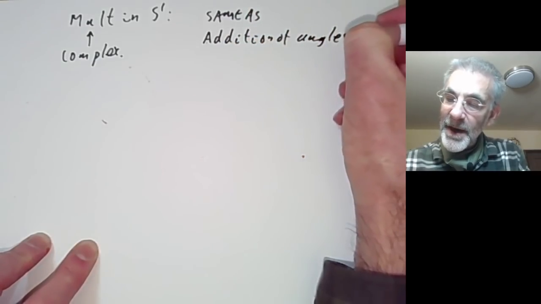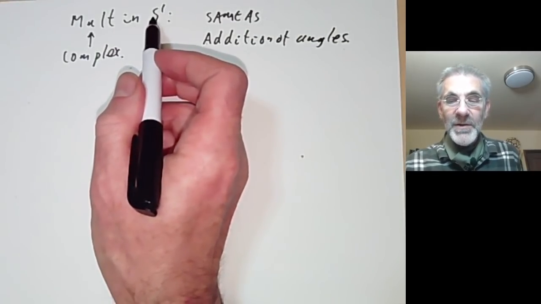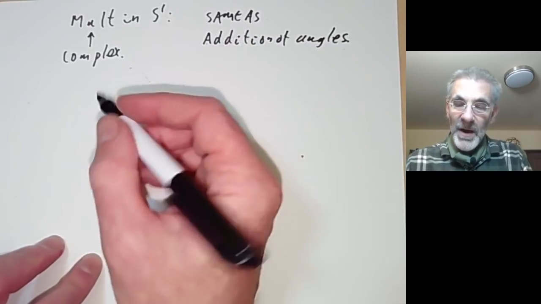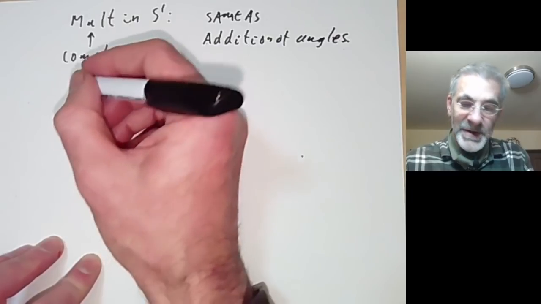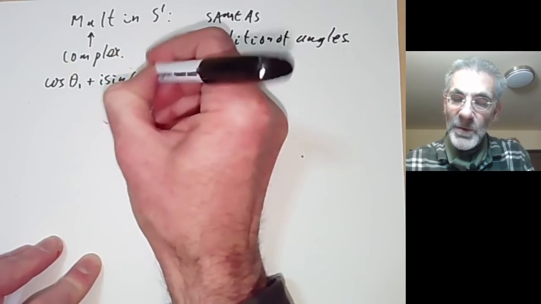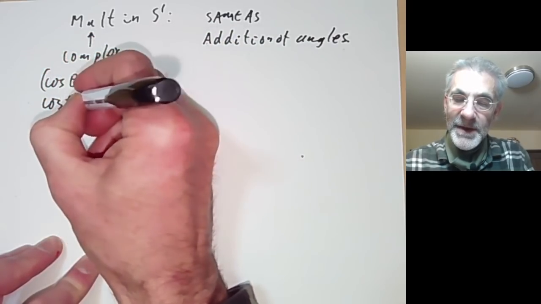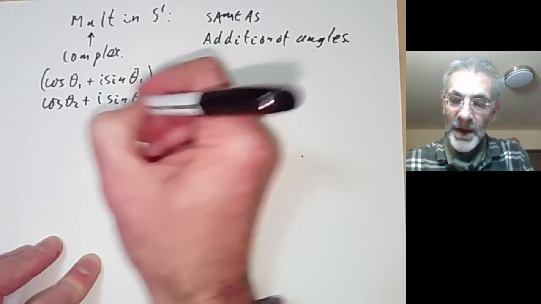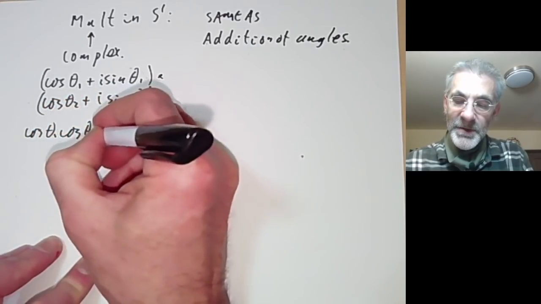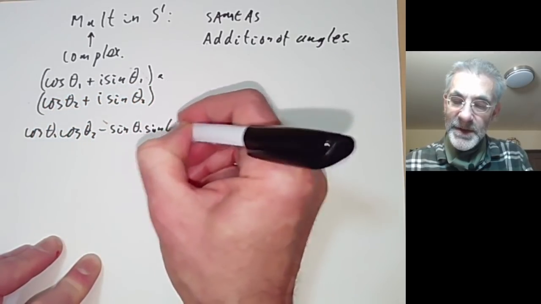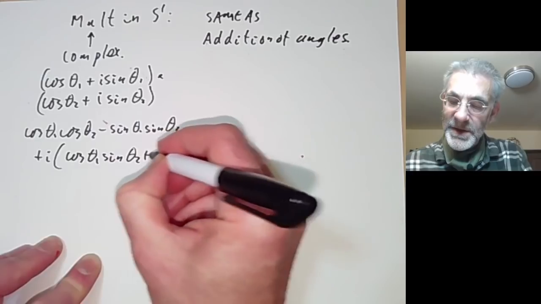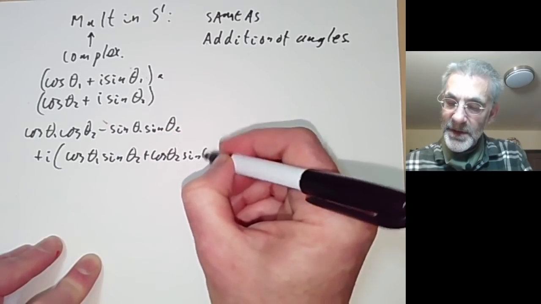And what we want to check is that multiplying two numbers in the circle group by thinking of them as complex numbers is the same as adding the corresponding angles. So all we do is we just check both sides and see they're the same. So let's first of all take cosine theta 1 plus I sine theta 1 and multiply it by cosine theta 2 plus I sine theta 2. Well, we just multiply this out. We get cosine theta 1 cosine theta 2 minus sine theta 1 sine theta 2 plus I times cosine theta 1 sine theta 2 plus cosine theta 2 sine theta 1.